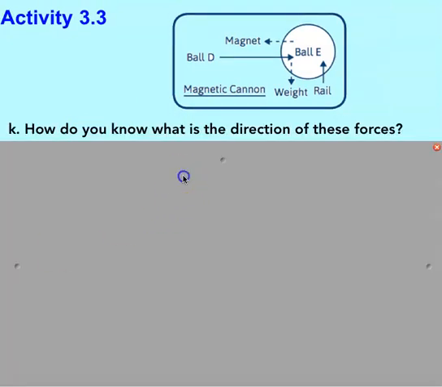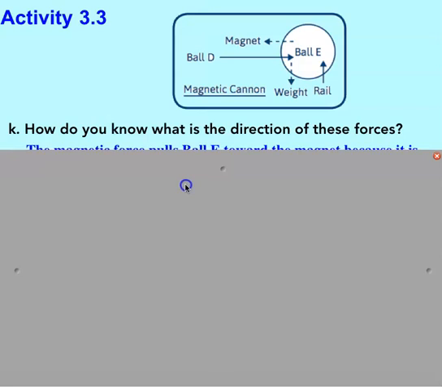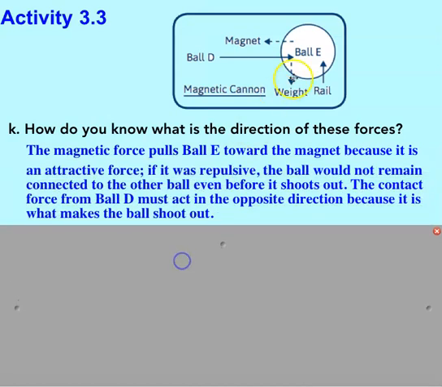So let's start taking a look at the direction of the forces. How do we know what is the direction of these forces? Well, which way did the ball move? We know the ball shot out to the right, if we look at this the way it's set up. The magnet's pulling back on ball E, but ball D applied a greater force, and that's why the arrow is larger. And because it's larger, it would imply that ball E shoots off to the right. Now, the weight and the table, they're balanced. So there are vertical forces acting on ball E, but they're both equal. And because they're equal or balanced, there is no up or down motion. So there's only horizontal motion, and ball D pushes the ball off to the right.